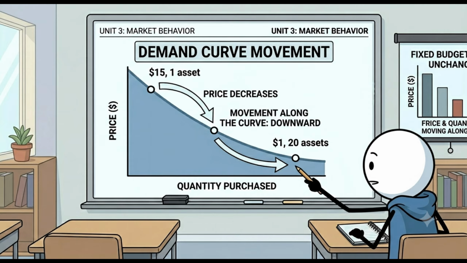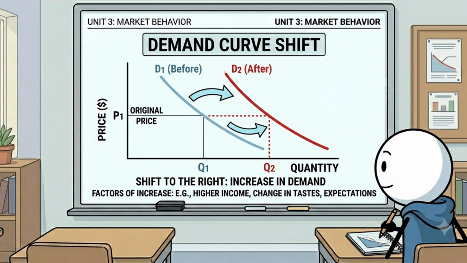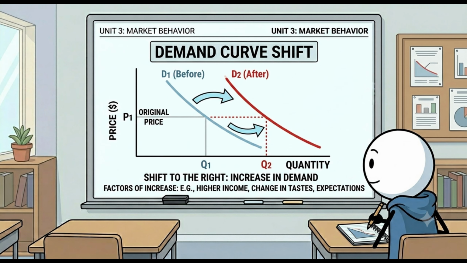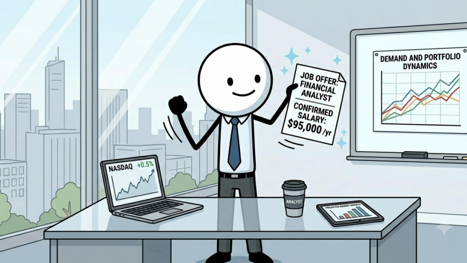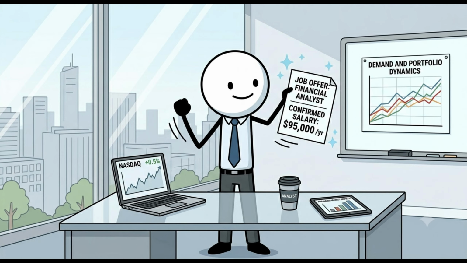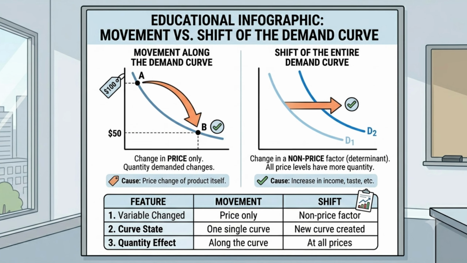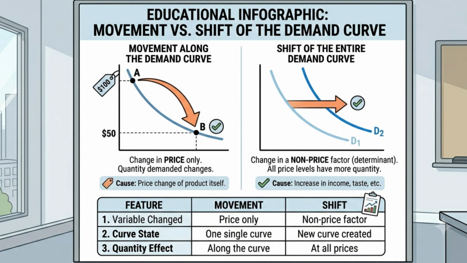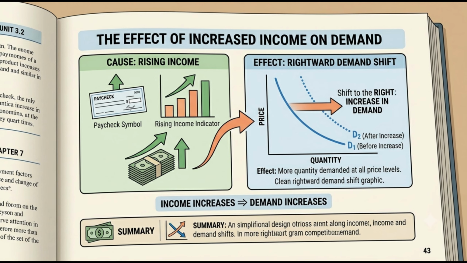This downward slope reflects John's rational decision-making. As the price of a good falls, it becomes cheaper relative to other goods, and John's purchasing power increases. However, John's demand is not fixed in stone. While the price causes a movement along the curve, other factors can cause the entire curve to shift. This is a crucial distinction. A movement along the curve happens only when the price of the product itself changes. A shift in the demand curve happens when something else in John's life changes.